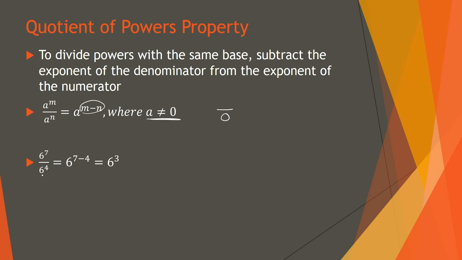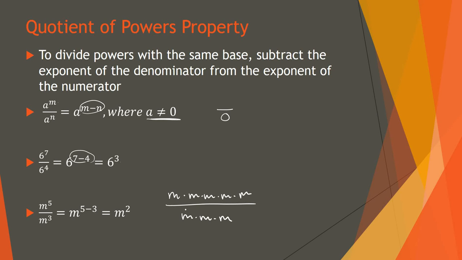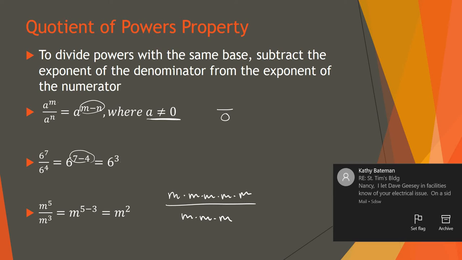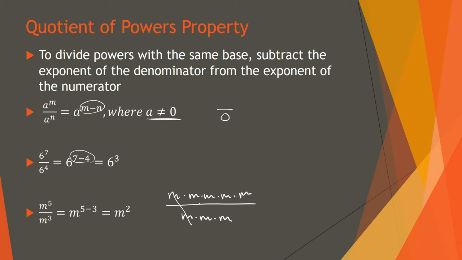Okay, 6 to the 7th divided by 6 to the 4th is 6 to the 7 minus 4, or 6 cubed. m to the 5th over m cubed, m to the 5 minus 3, or m squared. Let's look at this one. m to the 5th is m times itself 5 times, over m cubed. And in this way, if I write it all out, I can cancel 3 of the m's and get m squared. But again, if the powers are really big, instead of writing it all out and canceling, I'm just going to use my subtraction rule.